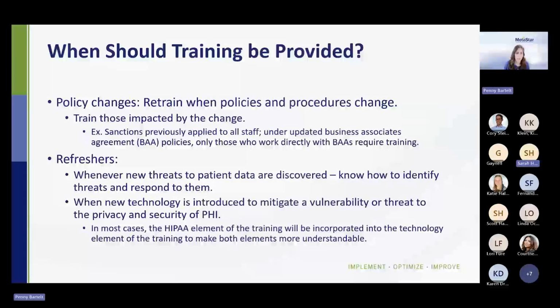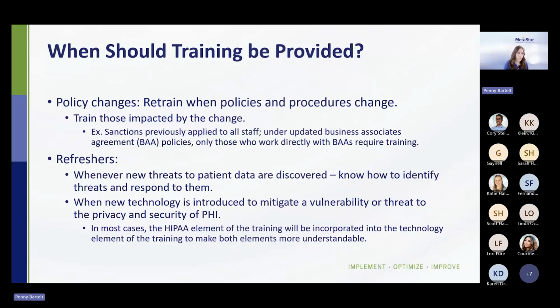When policies change, look at retraining when policies and procedures change, and you only need to train those impacted by the change. A sanctions change would apply to all staff. If you have a change in how you handle business associate agreements, you really only need to train those that work directly with those business associate agreements. It doesn't pay to train people who don't even do that in their job.